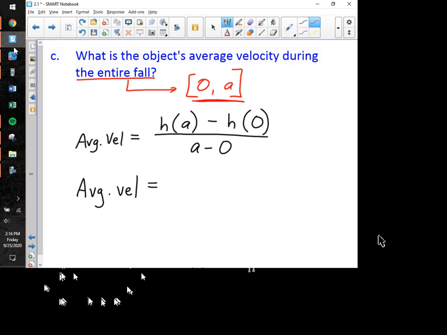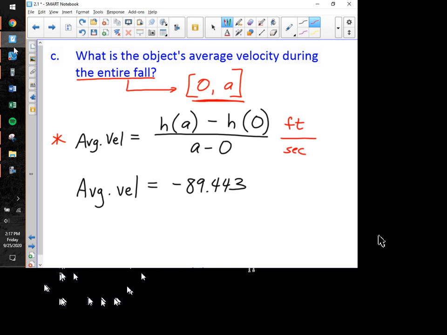So the average velocity from 0 to a, where a was that 5.590 value, is negative 89.443. Let me write that out. Negative 89.443. The units, lest we forget, let's go back to this line right here. Average velocity was change in position over change in time. h was being measured in feet, and the time was being measured in seconds.